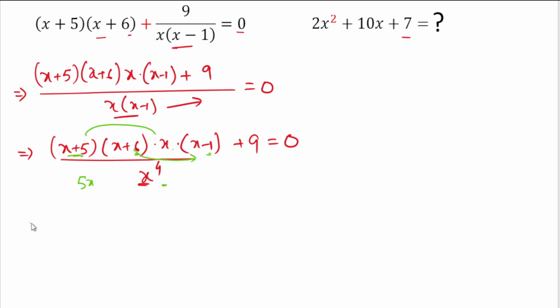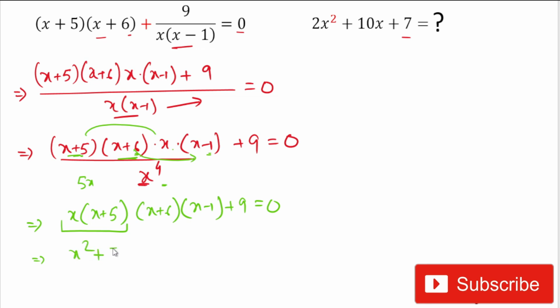So friends, likewise we'll multiply with this term, meaning x times x plus 5 we'll write first, and then we'll write x plus 6 times x minus 1 plus 9, that is equal to 0. Now here we'll multiply the first two terms, and it will be x square plus 5x, and now we'll multiply these two terms. It will be x square, and here plus 6 and minus 1, that will be plus 5x, and here negative 6 plus 9, that is equal to 0.